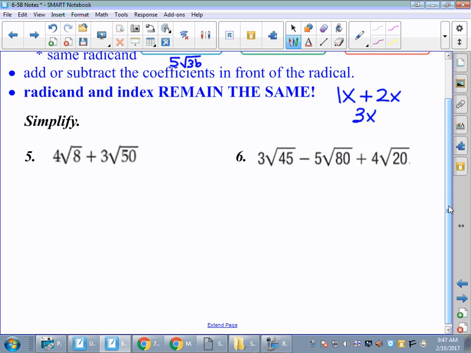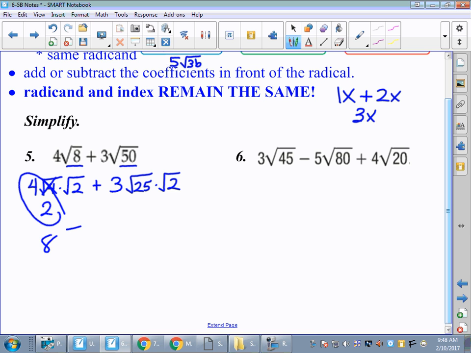So if you look at example 5, the way it's written, we wouldn't be able to add. But I notice there's a perfect square living inside 8, and there's a perfect square living inside 50. So if we simplify, we might be able to add these together. I'm going to break down 8 into root 4 root 2. I'll come back to it, plus 3 root 25 root 2. So I broke them into perfects. The square root of 4 becomes 2. 4 and 2 make 8. So I have 8 root 2 for my first number.